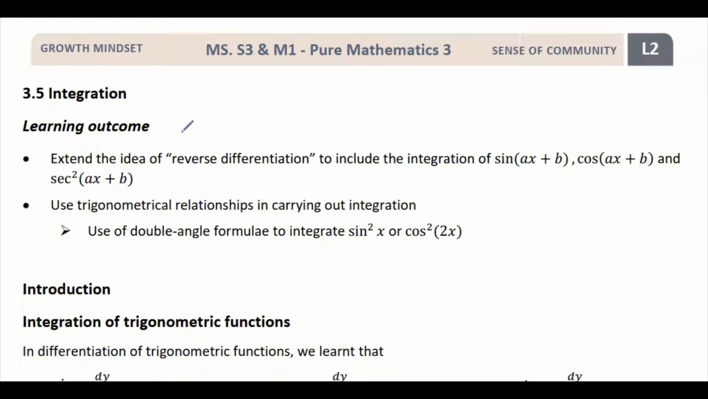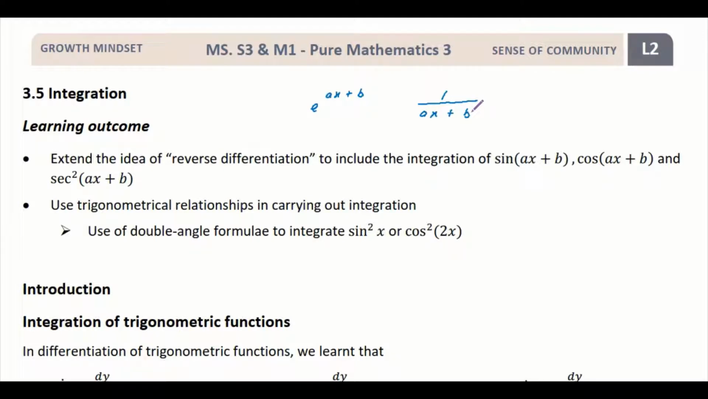Alright, hi everyone. So today we are in the second lesson for our topic 5, integration. If you can recall, in the previous lesson we learned how to integrate the exponential function, which is in the form of e to the power of ax plus b, and we also learned how to integrate functions in the form of 1 over ax plus b.